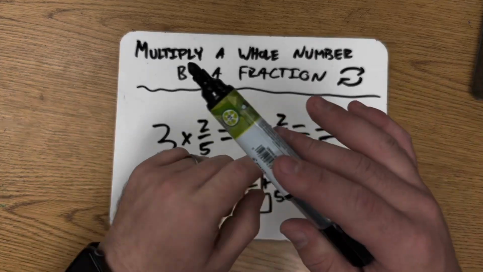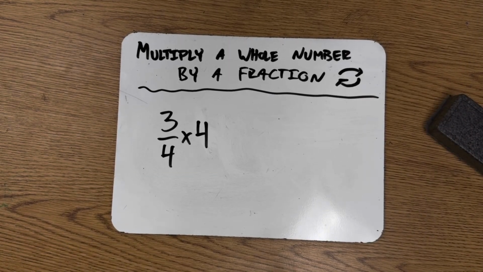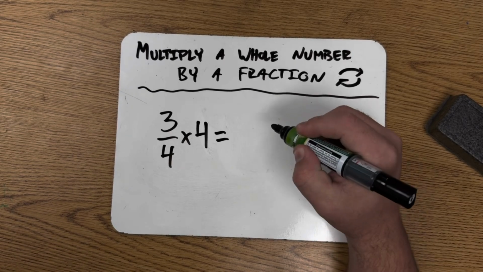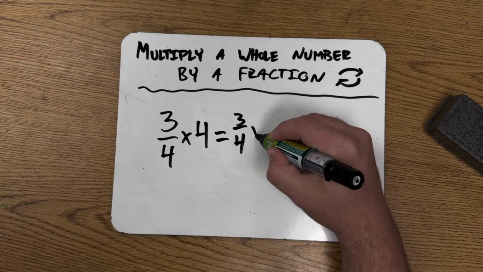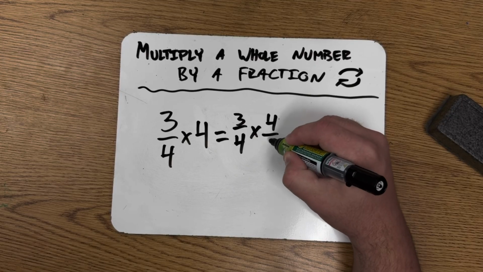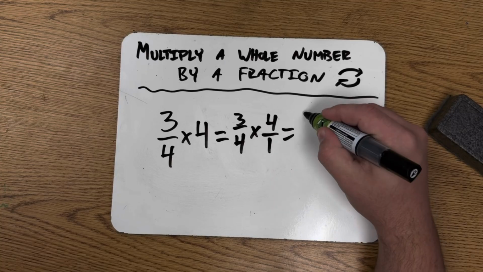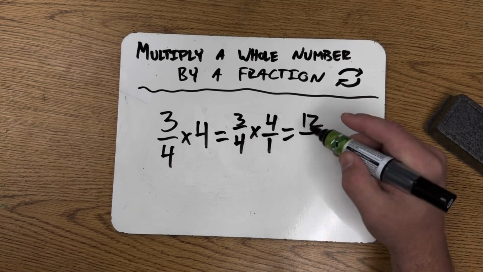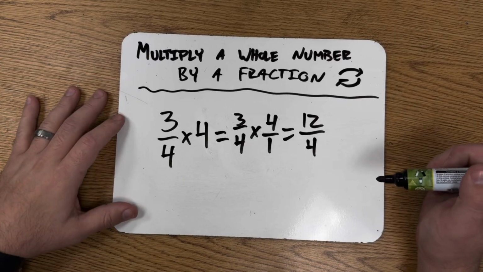Let's reverse that and see what that looks like. All right, this time we have 3/4 times 4. So I'm going to go ahead and I'm going to rewrite my problem. 3/4, and I'm going to take my whole number and I'm going to put it over 1. Now I go ahead and multiply. 3 times 4 is 12, and 4 times 1 is 4. Bring my denominator over, and I end up with 12/4.